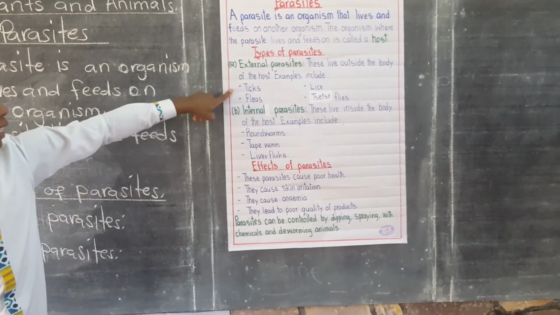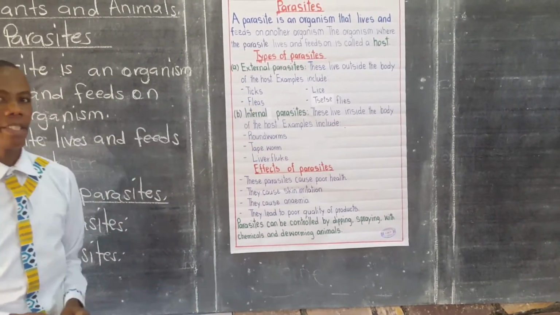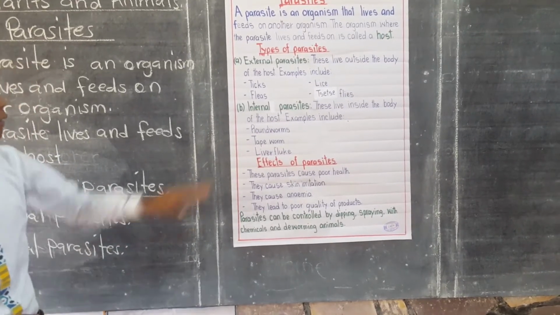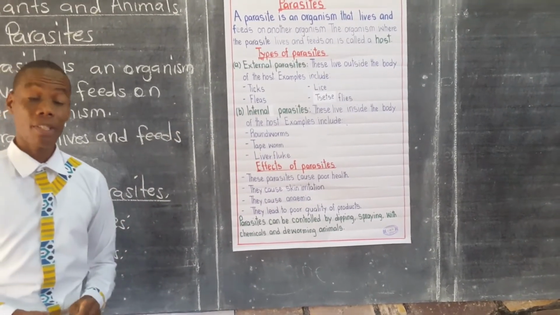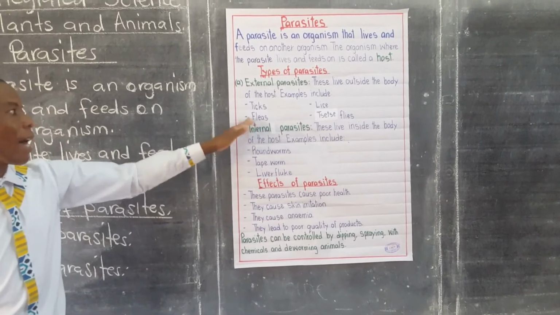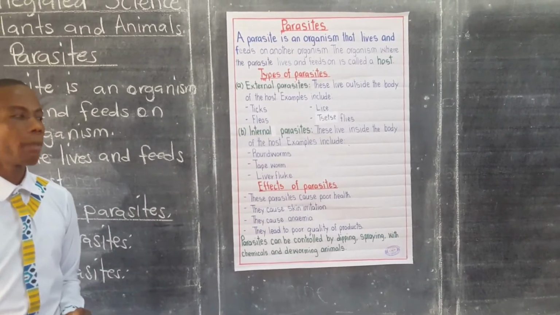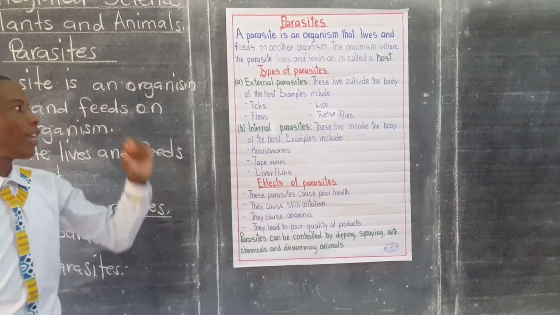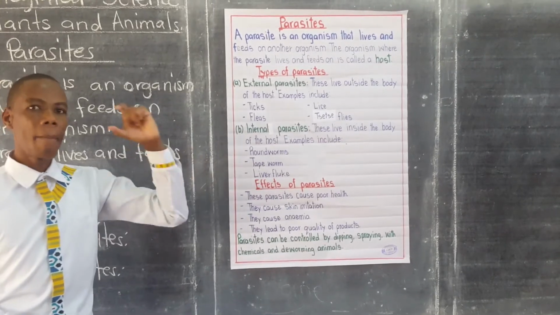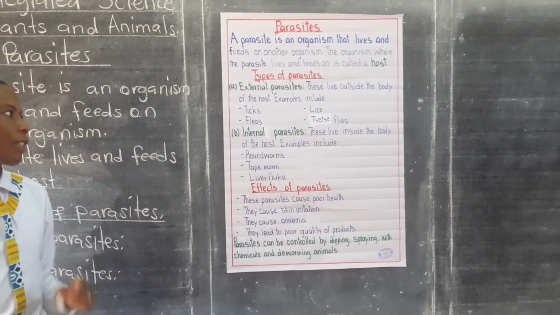They suck blood from the host. Apart from the ticks, we have the fleas. The fleas are examples of external parasites. They as well live outside the body of their host. They bite and suck blood from their host.